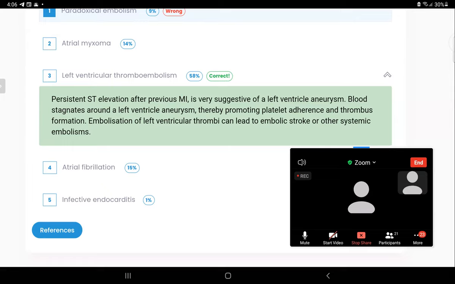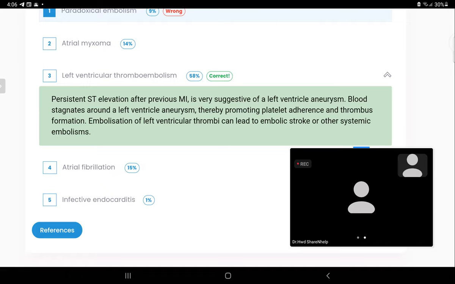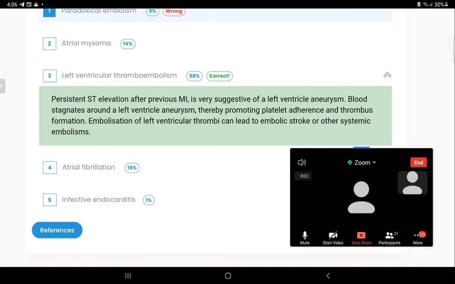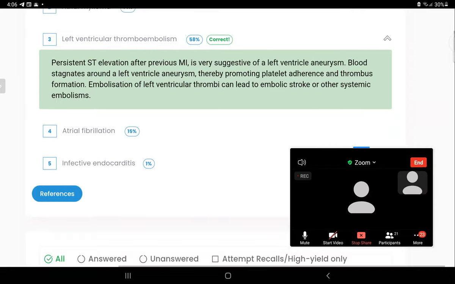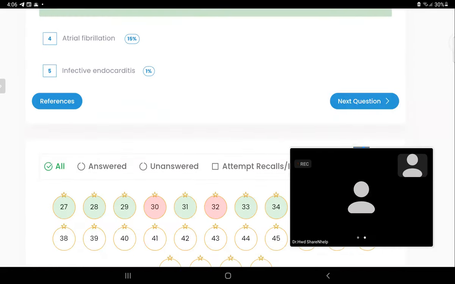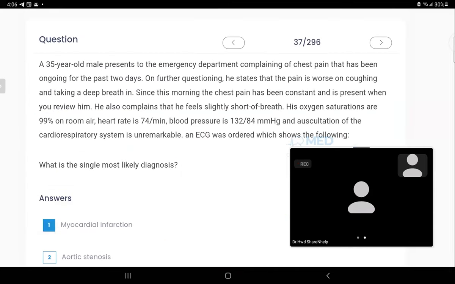Left ventricular aneurysm is the answer here, all right? Definitely something that you should look forward to. Okay, should we move to the next question? And probably it does say left ventricular aneurysm. Please do look at it and understand this, all right?